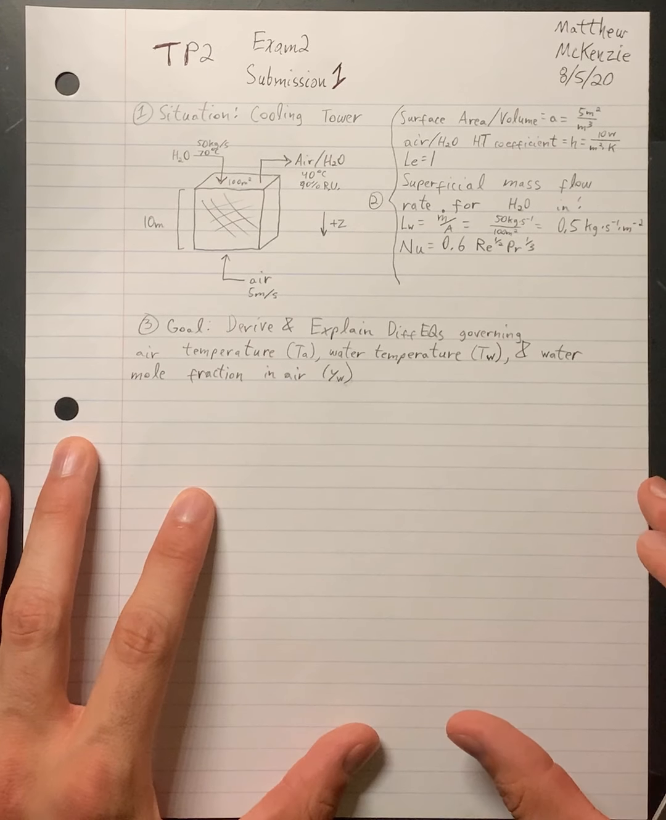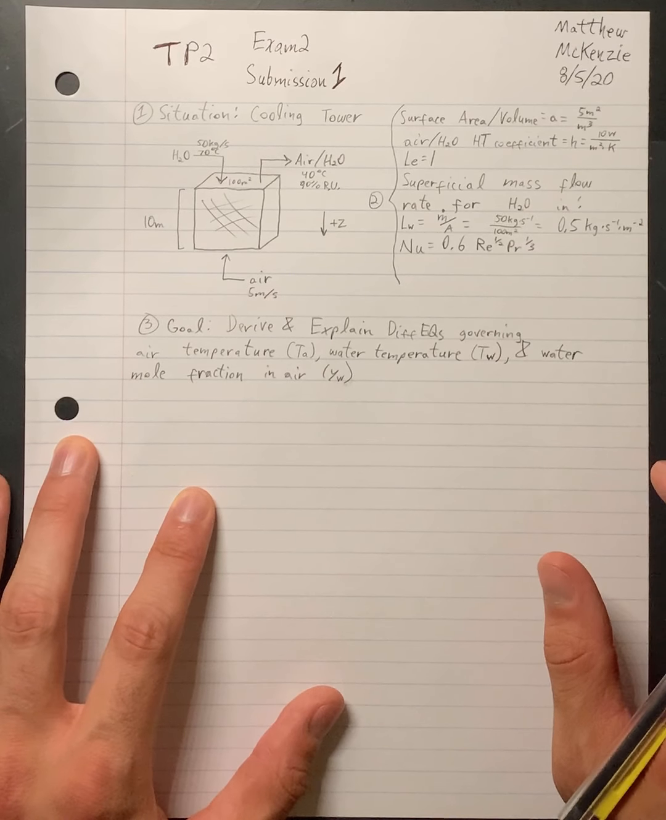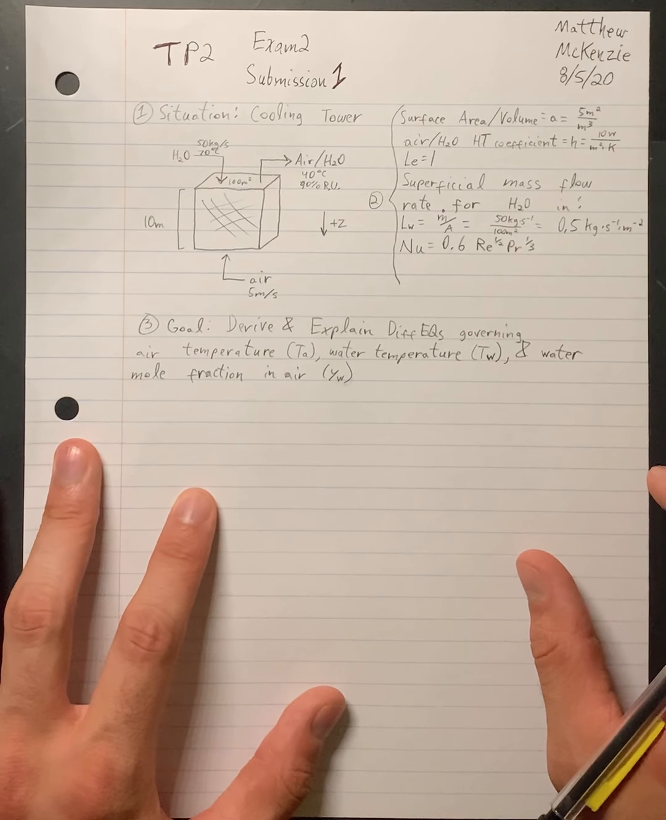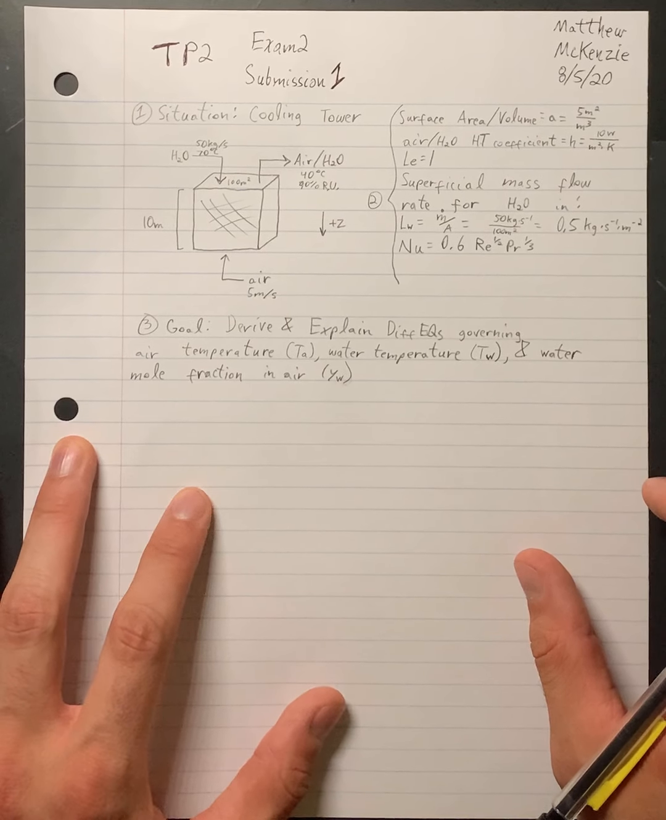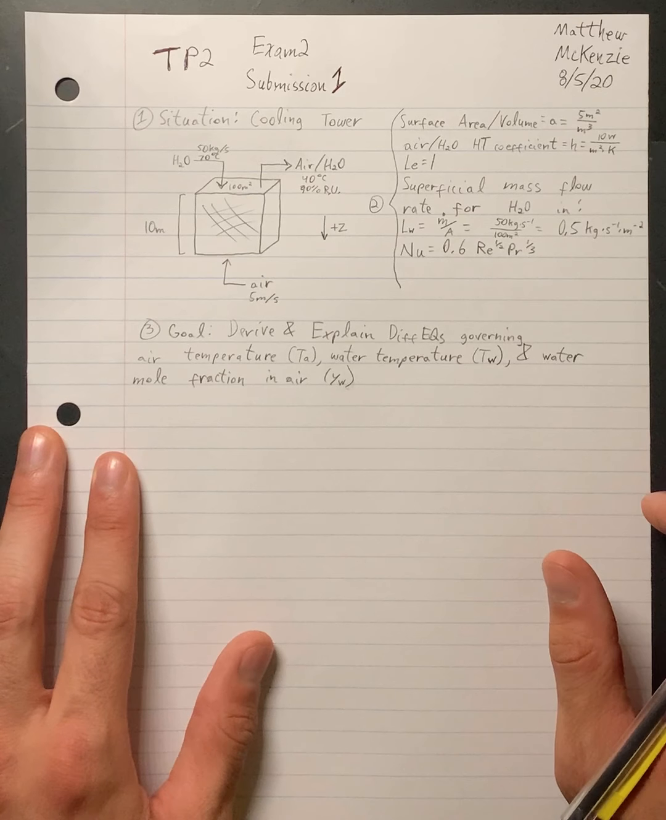I am a fourth year chemical engineering student at the University of Cincinnati, and today I'm going to be doing the first part of the final exam for Transport 2 mass transfer. So this problem deals with differential equations and a cooling tower.